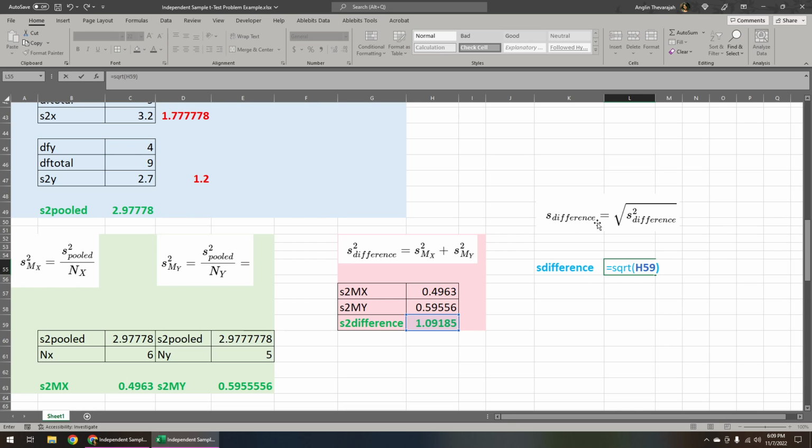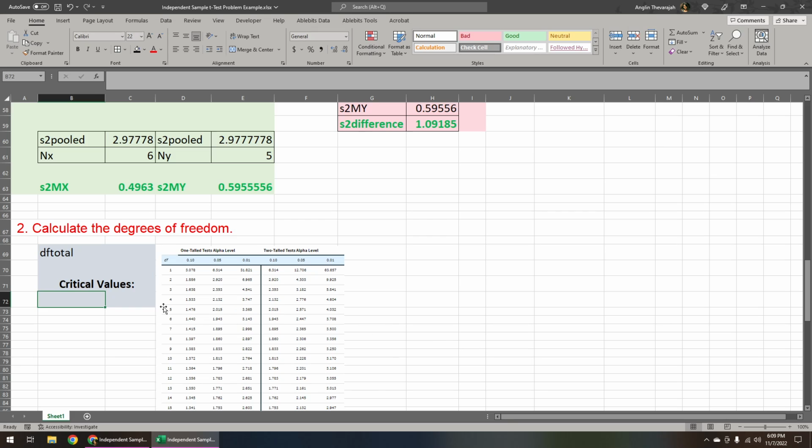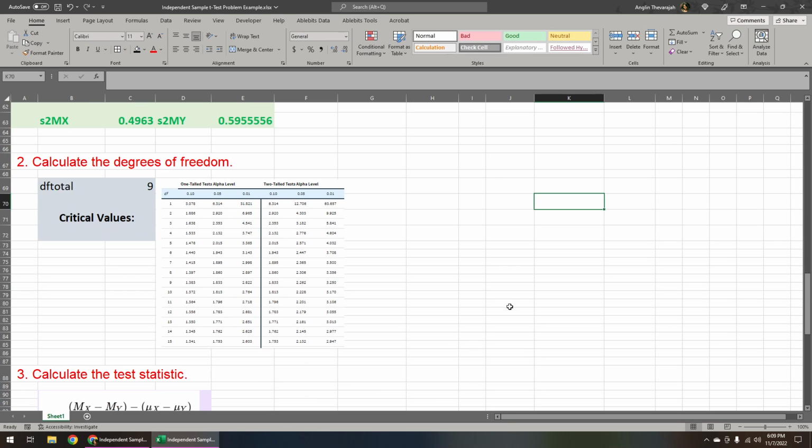Again, I'm just following our equation here. Okay, so now you have your S difference. This is what you need in order to solve for our t-test. Before we do that, we're going to locate our critical values. So we know our df total was 9. So we're just going to locate the 9 on a two-tailed test with 5% of error. So that's going to be 2.262. I located 9, went to the two-tailed columns, went to the 0.05 column, and just lined it up, and it's 2.262. So our values are going to be plus and minus 2.262.